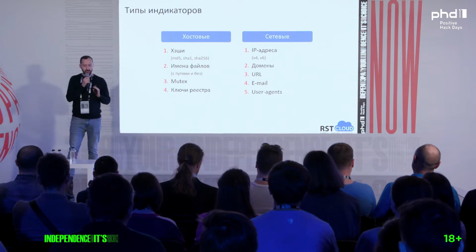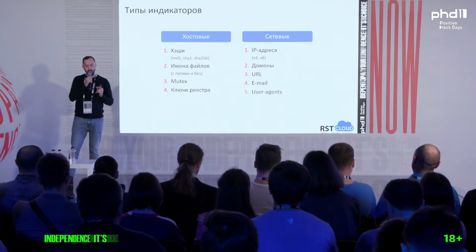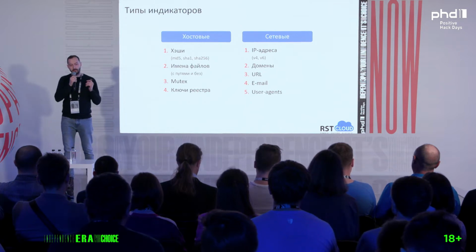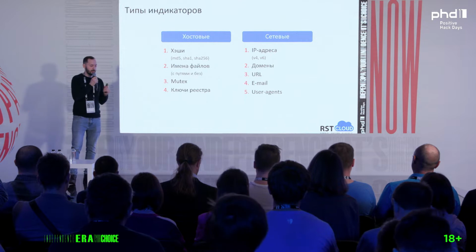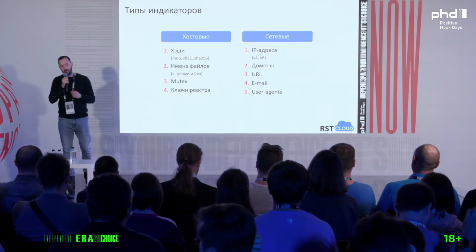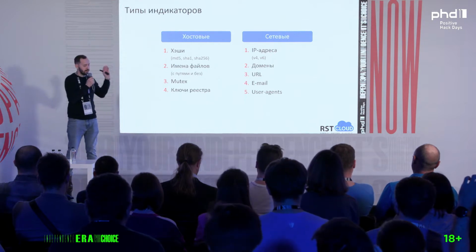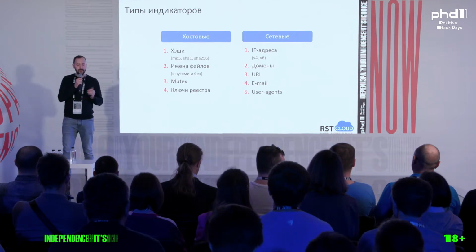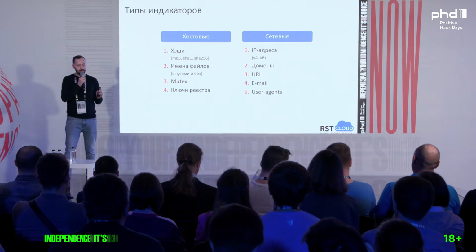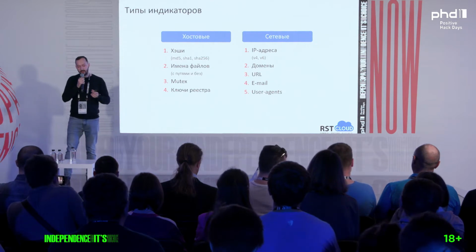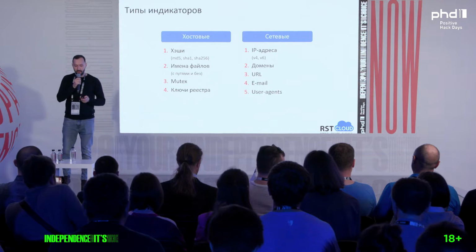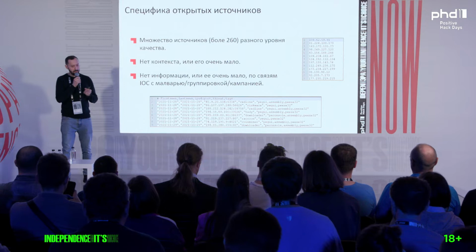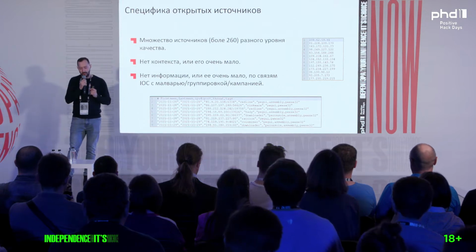So let me remind you of the environment we're trying to develop our scoring model in. We've got our IOCs we have collected. Some are host level, others are network level. Host level indicators are hashes, file names, mutexes, and registry keys, and network ones include IP addresses, domains, URLs, emails, and user agents. For them, we will build our scoring model.